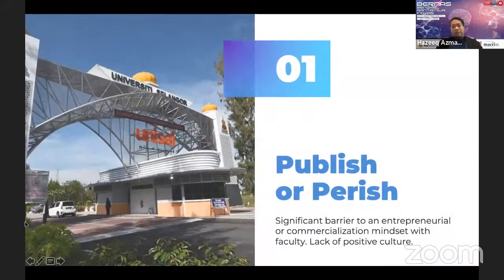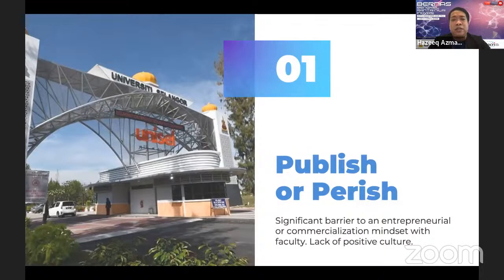So the first one, I would say this is also part of the academic culture, where you have to publish or perish, okay? This saying of publish or perish makes all the lecturers focus on publishing papers rather than whether the research is worthy to be explored for commercialization, okay?